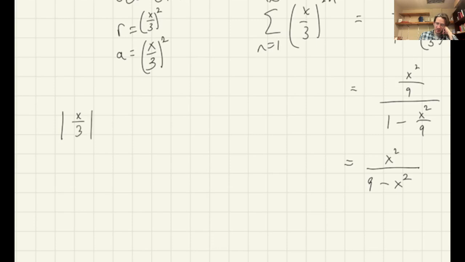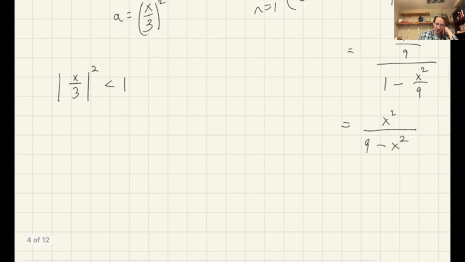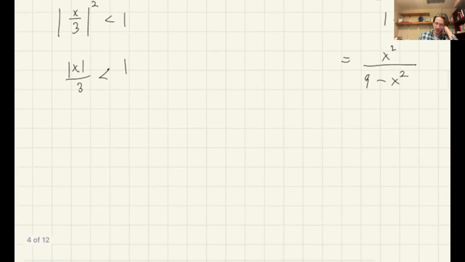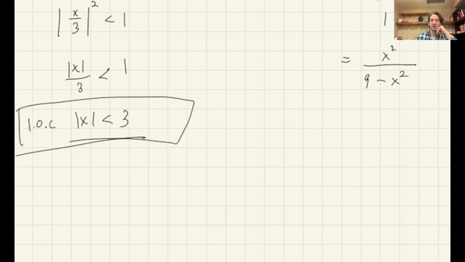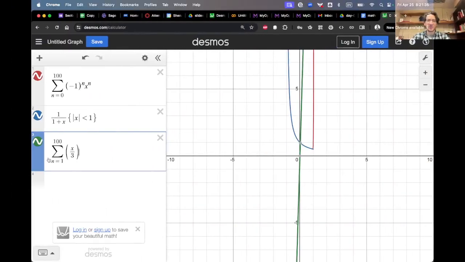So that means (x/3)^2 needs to be less than 1, which means, taking a square root, the absolute value of x over 3 is less than, well, the square root of 1 is 1 still, so the absolute value of x is less than 3. So this is the interval of convergence for this power series. The radius is 3. Let's go verify that.